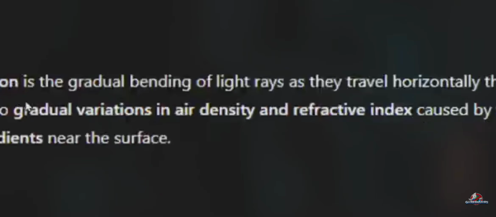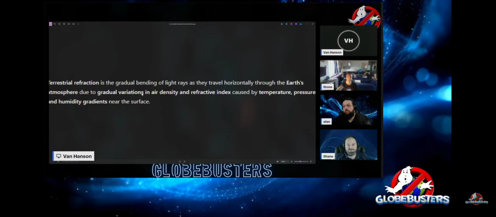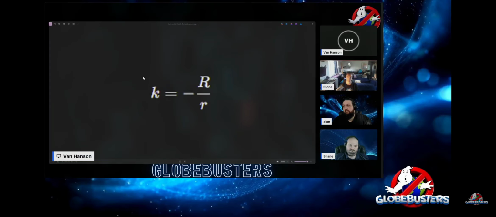Terrestrial refraction is the gradual bending of light rays as they travel horizontally through the Earth's atmosphere due to gradual variations in air density and refractive index caused by temperature, pressure, and humidity. So terrestrial refraction is referring to refraction within a single medium, and that's why it has gradual variations. That's what defines a single medium. We'll get into that a little bit more.